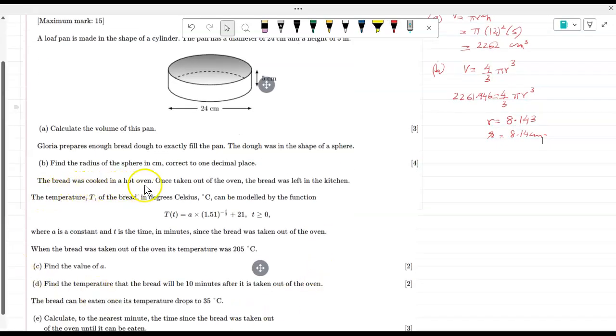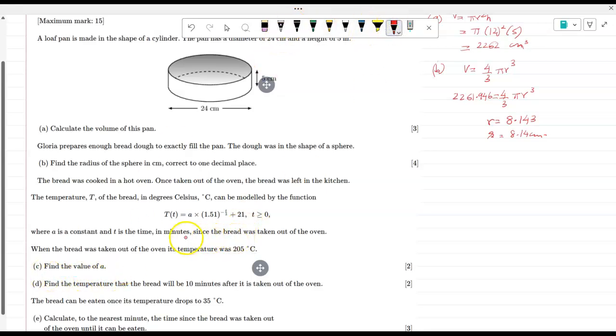Now, the bread was cooked in a hot oven. Once taken out of the oven, the bread was left in the kitchen. The temperature of the bread in degrees Celsius is modeled by this function, which is given. Where A is a constant, t is the time in minutes since the bread was taken out of the oven. When the bread was taken out of the oven, its initial temperature was 205. The moment it's taken out is 205. Find the value of A.